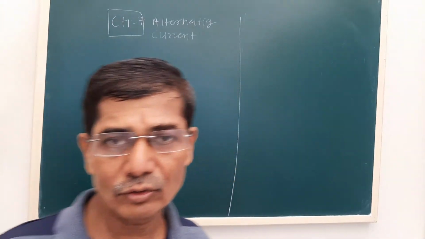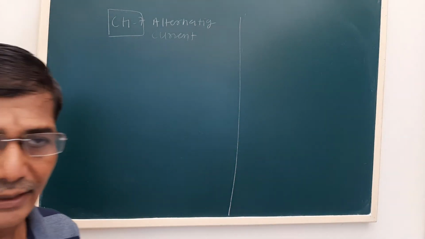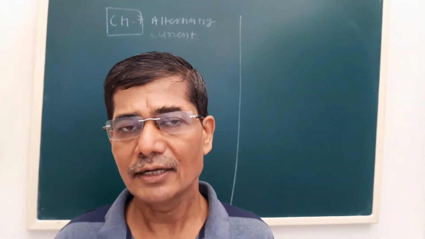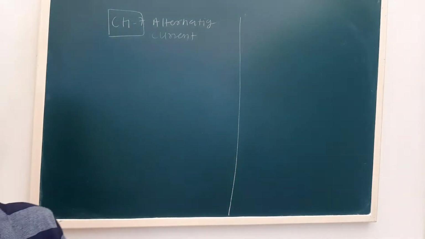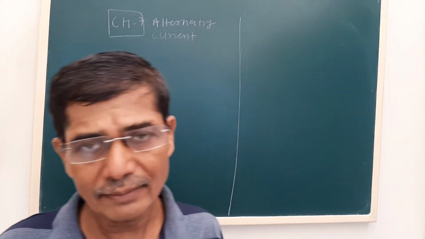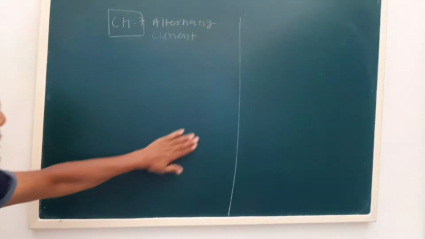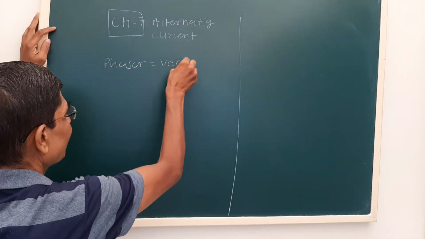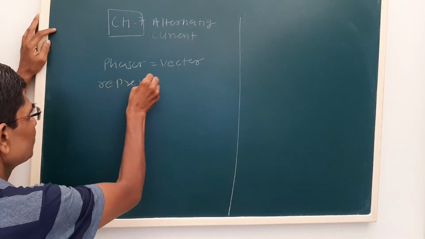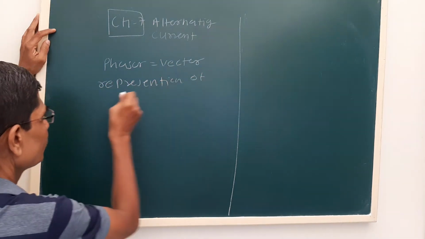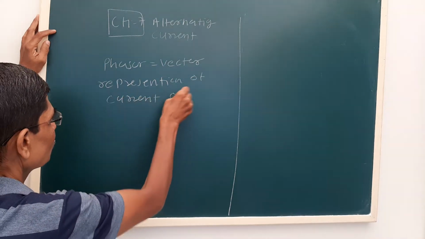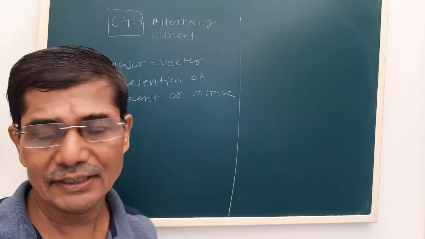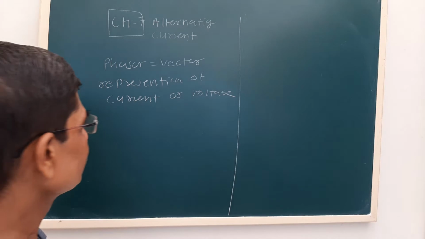Now, next we have to analyze the circuit in which all three components are present, that is a resistor, inductor and capacitor, and this we have to solve by using the method of phasor. Phasor is nothing but vector representation of current or voltage.